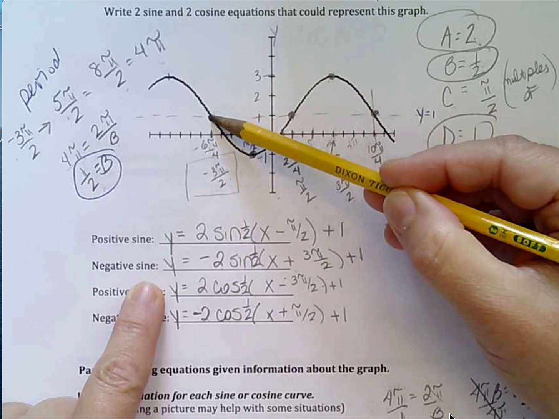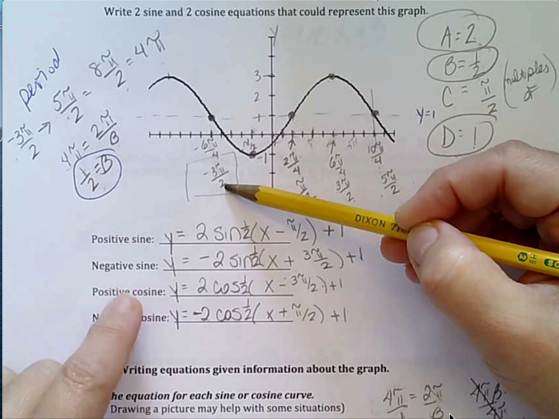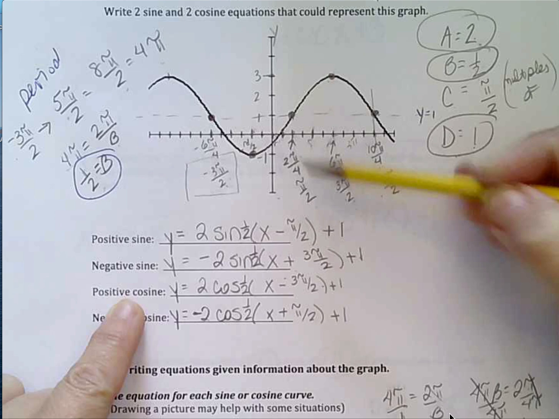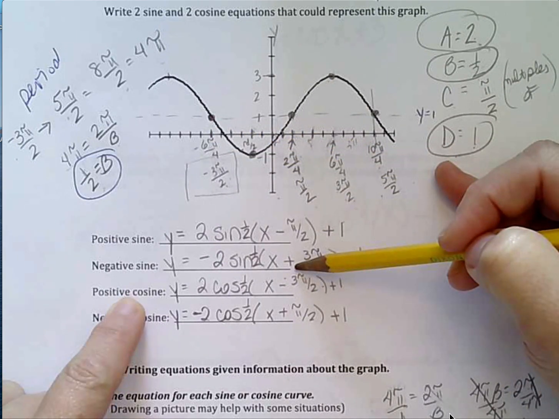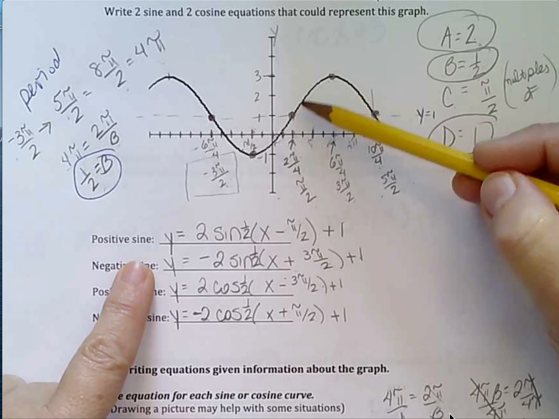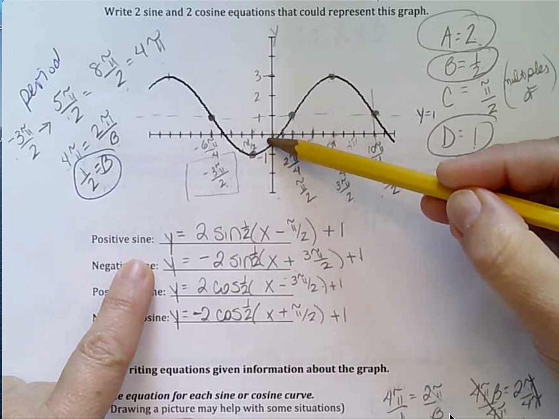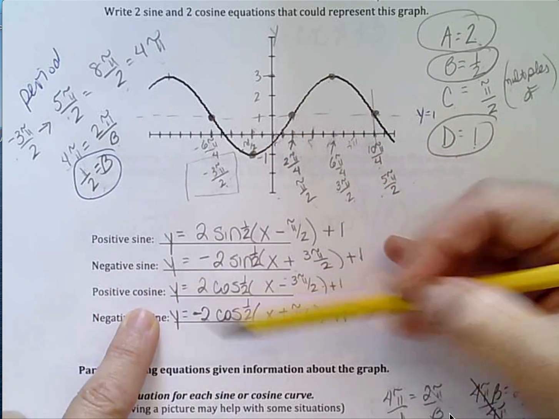So this is going to start 3 pi over 2. I know it's negative, I don't care. I'm writing in 3 pi over 2 left, so it's plus. Positive sine curve, well, that guy looks like it starts here, right? So it's going to be here at pi over 2. So I write in pi over 2 to the right, minus. Cosine.